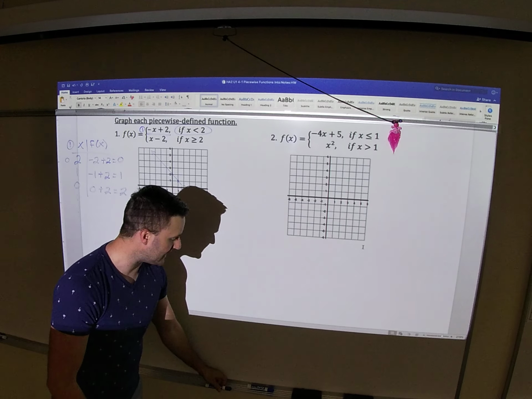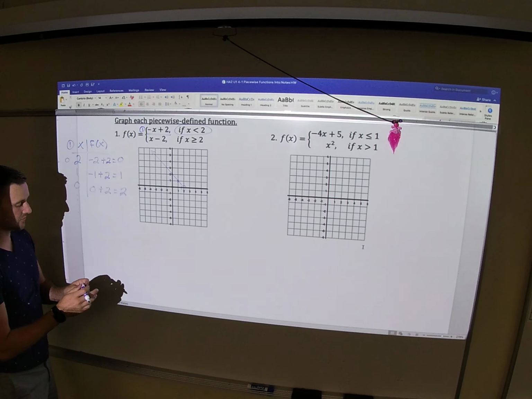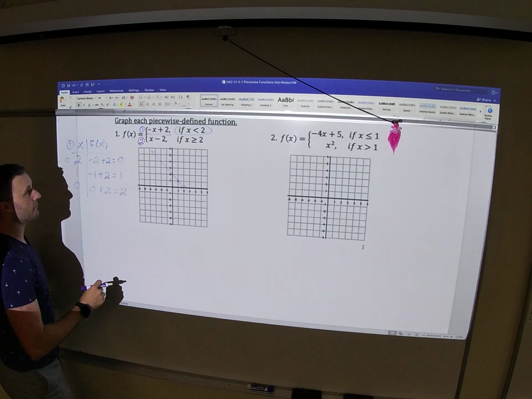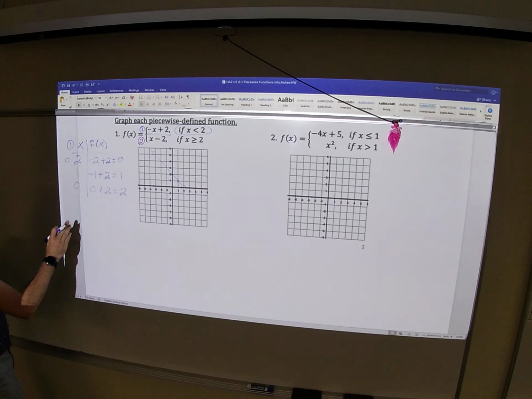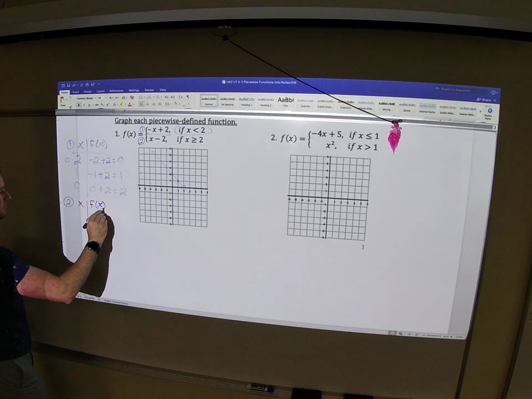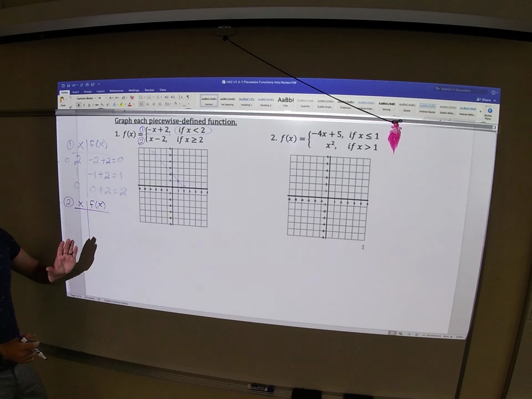So I know the tables take a while. I'm trying to go slow since we're doing this for the first time. Now, what about table 2 or piece 2? So piece 2, I'm going to go over here and use for table 2. So we're going to make, again, our x, f of x table. Now, where's my starting point again?